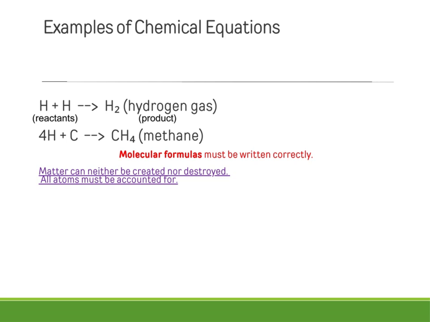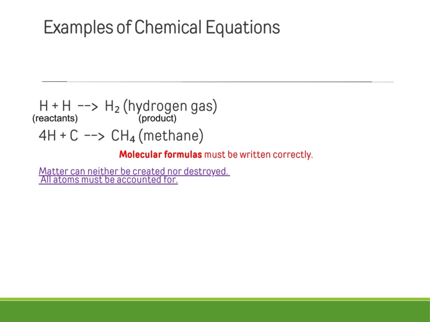For the first one, we have two hydrogen atoms as the reactant, and then on the right, we have the product, which is H2, or hydrogen gas. For this reaction, we've combined two hydrogen atoms together to be hydrogen gas, or a molecule of hydrogen.